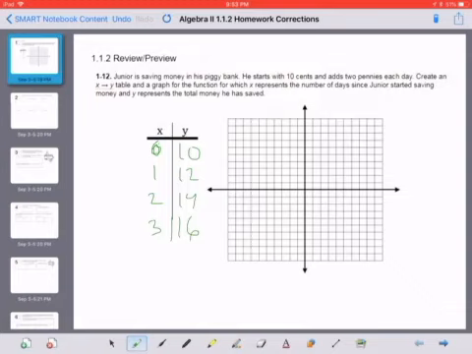So I'm going to count by 2s on my graph. 4, 6, 8, 10 is where my first point's going to go. And then 12 and 14. It's going to keep just going up straight like that.